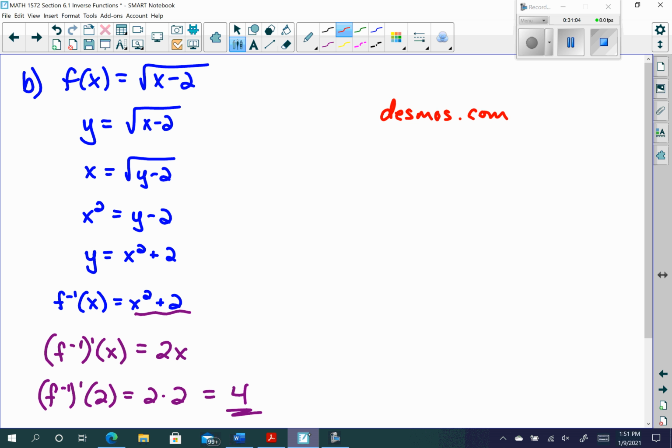All right, so this was our first section here, going over inverse functions and the derivative of an inverse function. So all of these examples should be plenty to help you with the WebAssign assignment, but let me know if you guys have any questions.